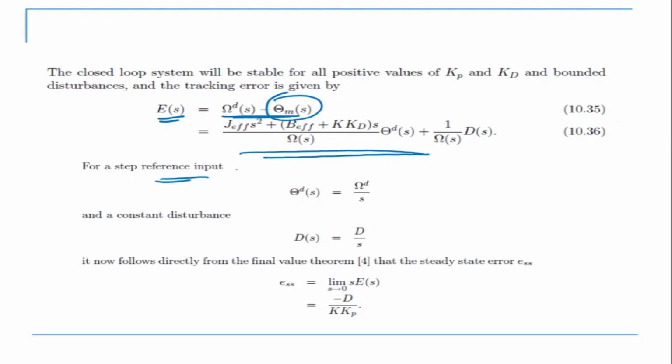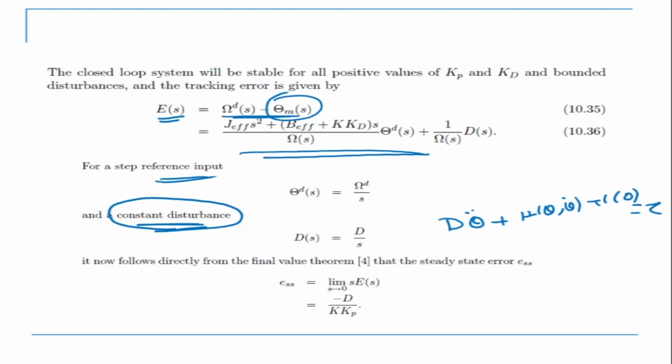Now for a step reference input, and a constant disturbance d by s. Please note that this is a constant disturbance. I'll come back to this when we talk about feed forward controllers today. I'm making the assumption that this is a constant disturbance, and you know very well, because we have studied dynamics, that this is not a constant disturbance. It depends on time, because your dynamic equation itself is D into theta double dot plus h into theta dot plus c theta is equal to tau. Now this is acceleration, that's velocity, which means that there is time in the picture, which means it will depend on time. So this is an assumption we are making.